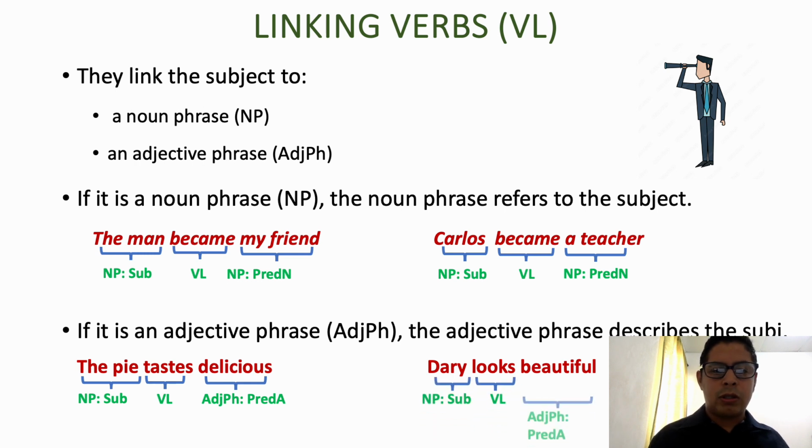The same thing happens in the second example. Dirty looks beautiful. So if you pay attention, we have a noun phrase functioning as the subject, VL, that is the linking verb, and also we have the adjective phrase. This is an adjective, but it's also an adjective phrase, and it's functioning as the predicate adjective. So every time that you see this colon, it means that on the left side we have the form, and on the right side we have the function.